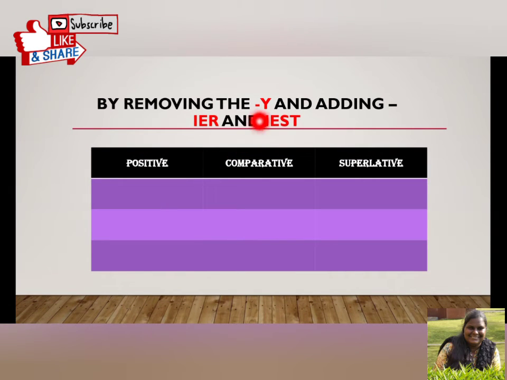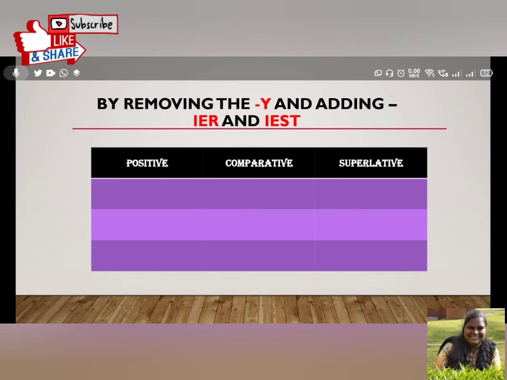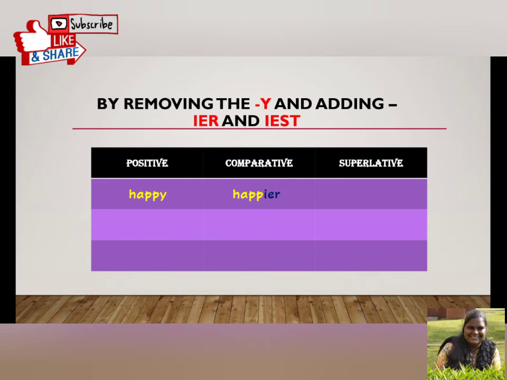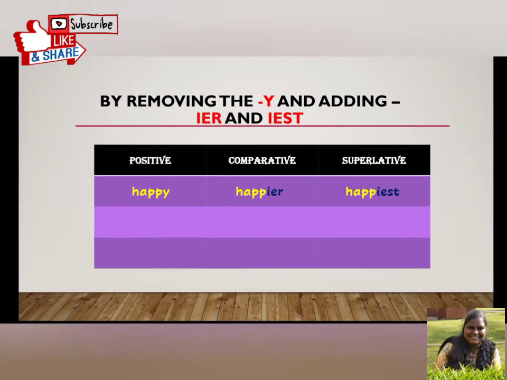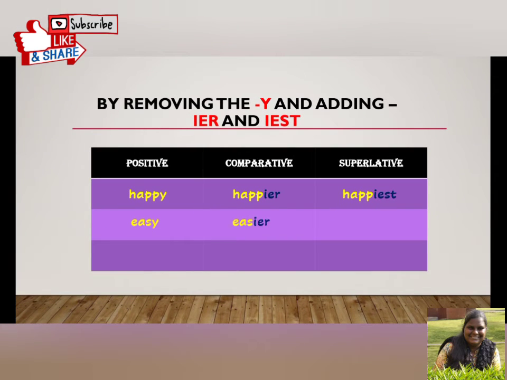The next rule says you have to remove the Y and you have to add IER to the comparative degree, IEST to the superlative degree. So the first one is happy becomes happier, happiest. If you can see, IER is added to the comparative degree and IEST is added to the superlative degree. The next one, easy becomes easier and easiest. Heavy, heavier, heaviest.